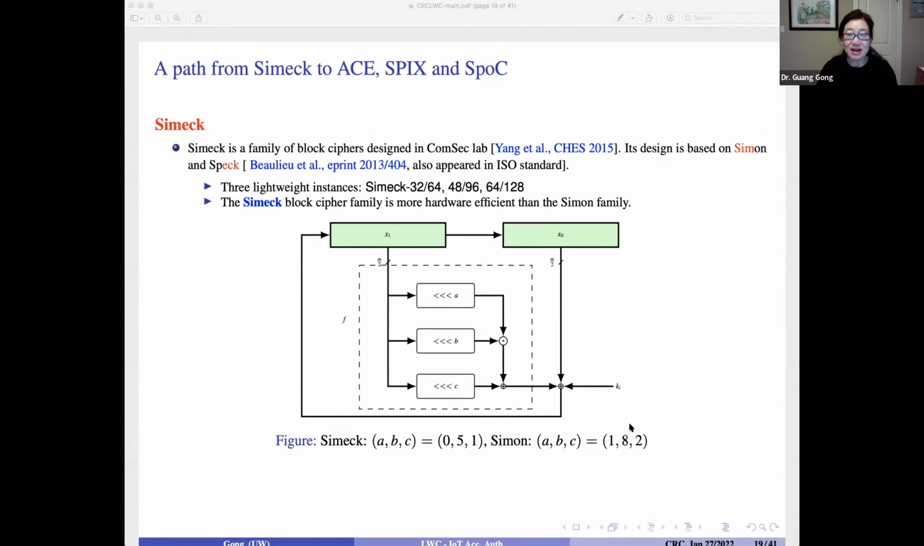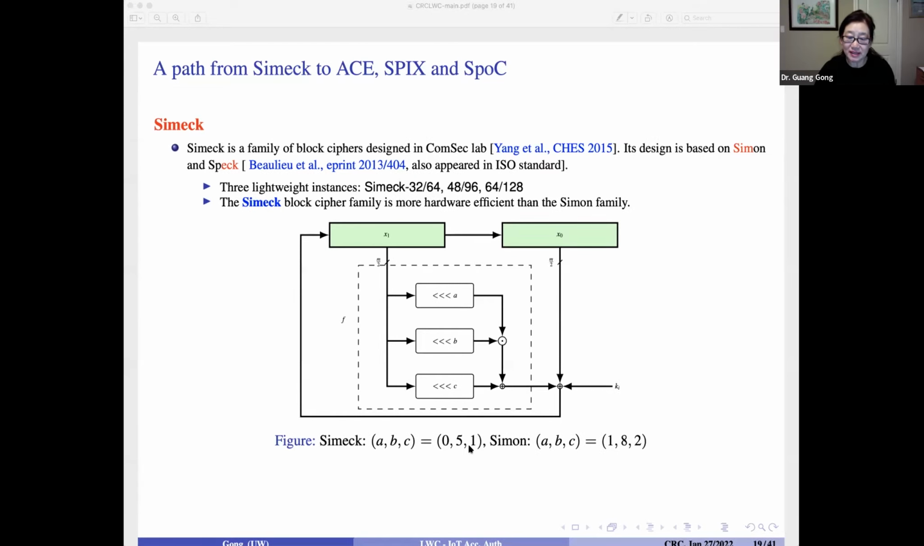However, when we worked on this in 2015, we found that if we use this shift, we can save not that much, but 5% of gate count from the SEM and the SpoC. So that's why we called our cipher Simeck, because we take the design from both SEM and the SpoC. The part we take from SpoC is basically their key scheduling. So that's why we call our cipher Simeck.